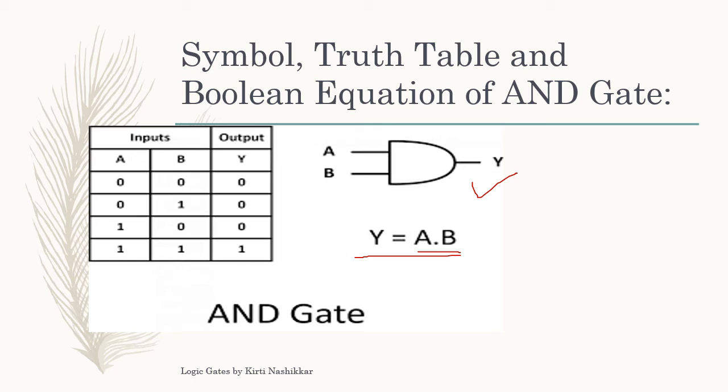As there are 2 inputs, 2 raised to 2 becomes 4 combinations of the inputs, starting from 0 0, then 0 1, 1 0 and 1 1. Okay, so just do the multiplication. 0 multiplied by 0, output will be 0. 0 multiplied by 1, output will be 0. 1 multiplied by 0, output 0. And 1 multiplied by 1, output is 1.